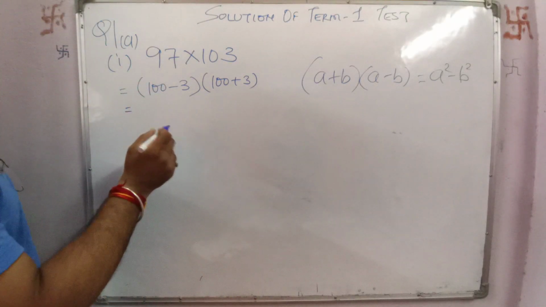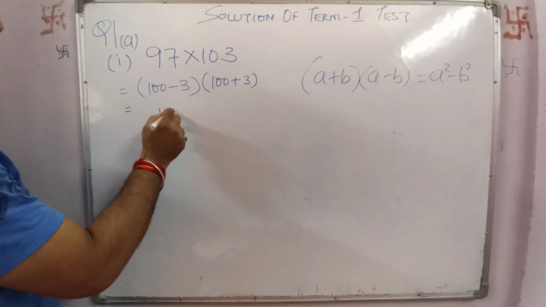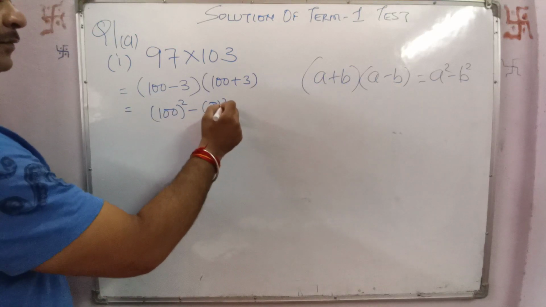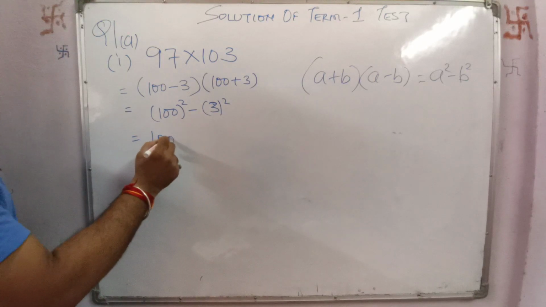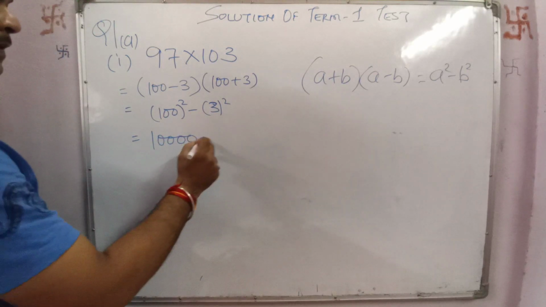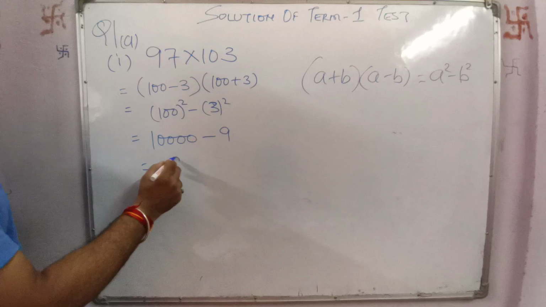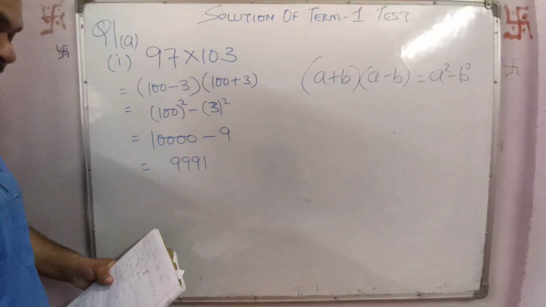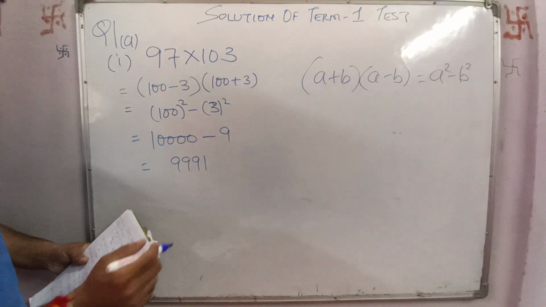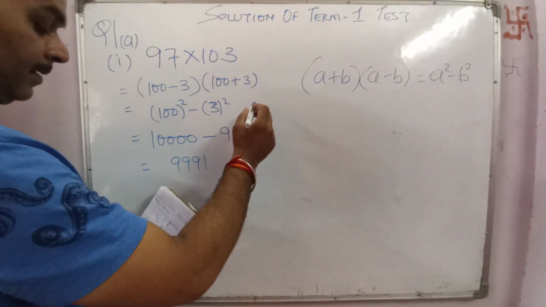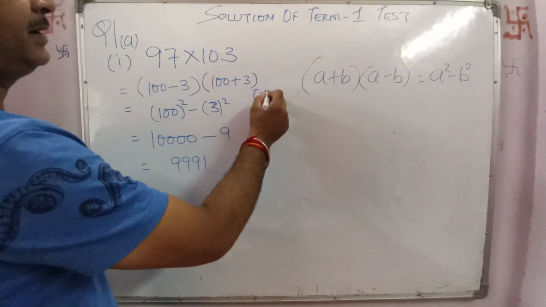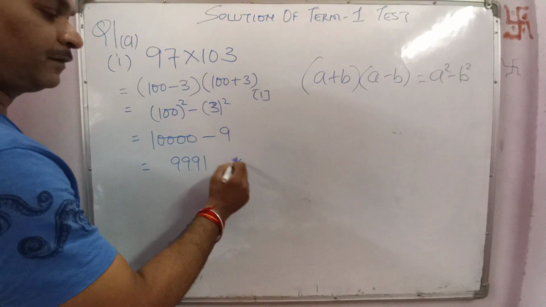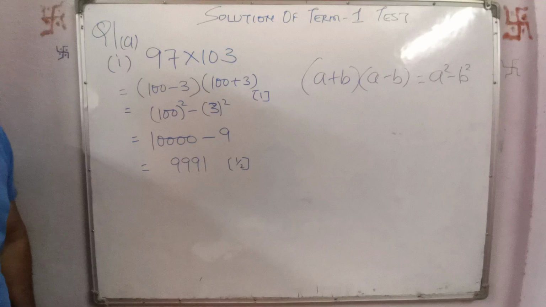So now this can be written as 100 square minus 3 square. 100 square is 10,000 minus 9. That is 9,991. Now the marks distribution. Identifying the identity is of 1 mark and half mark for your answer.